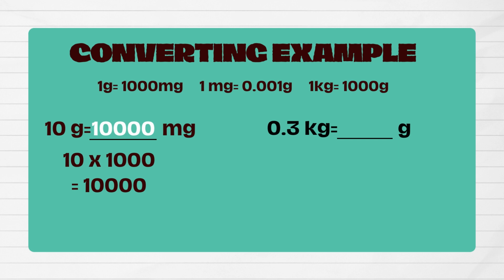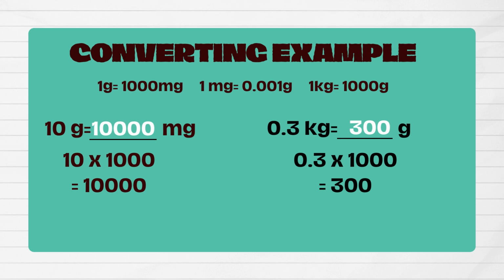Second example is 0.3 kilogram is equal to blank grams. To solve for this, we are going to multiply the 0.3 kilogram by 1000 also. As you can see at the top, 1 kg is equal to 1000 g. Here's the solution. 0.3 times 1000 is equal to 300. In 0.3 kilogram, there are 300 grams. As you can see, it is easier.